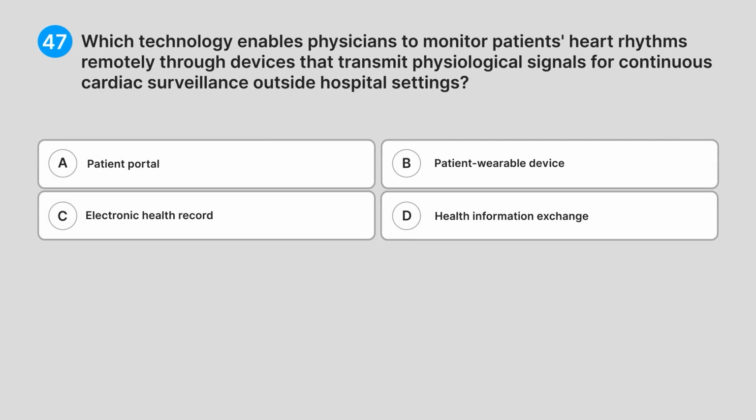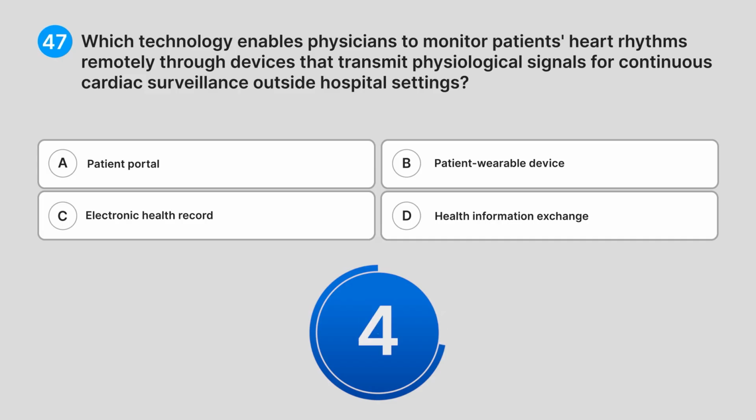47. Which technology enables physicians to monitor patients' heart rhythms remotely through devices that transmit physiological signals for continuous cardiac surveillance outside hospital settings? A. Patient portal. B. Patient wearable device. C. Electronic health record. D. Health information exchange. Can you guess the answer?